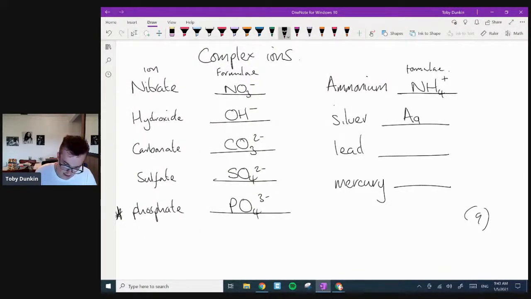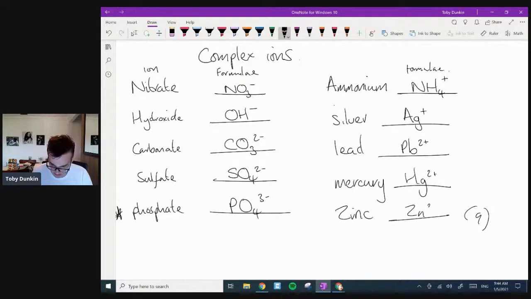Silver is Ag+, lead is Pb2+, and mercury is Hg2+. And we're done. Zinc, 2+. Zn2+. You can do it out of 10 if you like. There you go, out of 10.